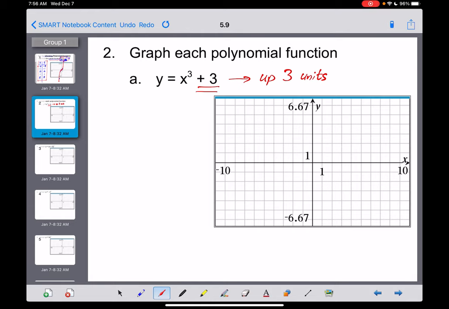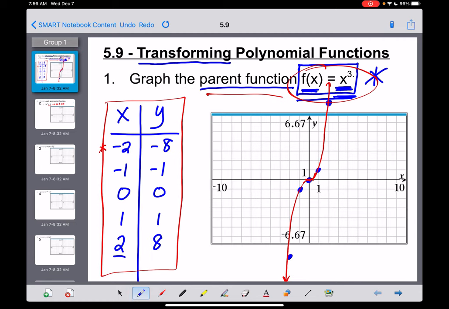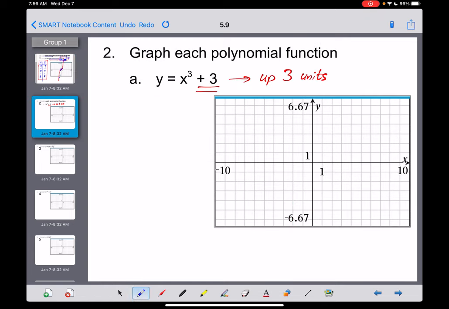The normal parent graph, let's go back to this one right here. The first point we plotted was the origin, 0, 0. Now, that point 0, 0 has been moved up 3 units. So instead of starting my graph right here, I'm actually going to move that point up to the point 0, 3. And that's where this graph actually begins. And then from there, guys, that's the only change now that's happening in that graph.